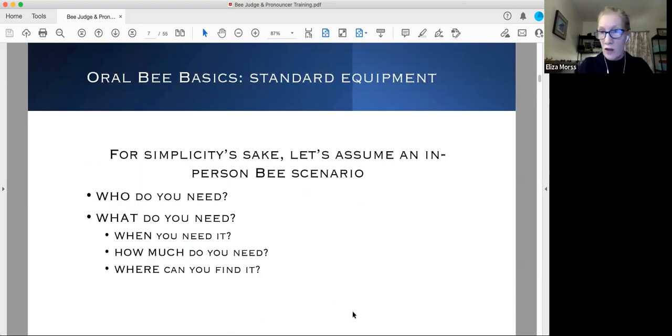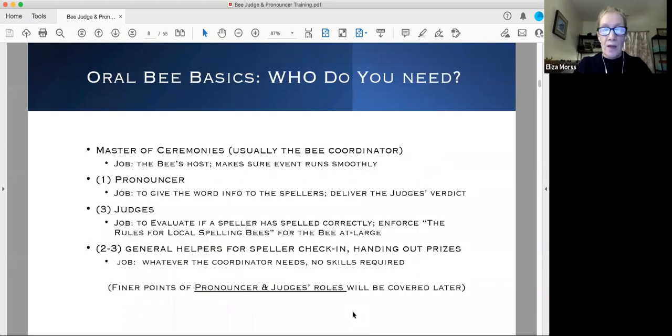Okay, so if you're going to do an oral bee, which is the gold standard, you're going to need some basic equipment. So let's assume that we're doing an in-person bee. Who do you need? What do you need? When do you need it? How much do you need? And where can you find it? So this is, again, orienting everyone. I know this for judges and pronouncers, but since some people may never have attended a bee before or seen the National Spelling Bee, I just want to give everybody the context.